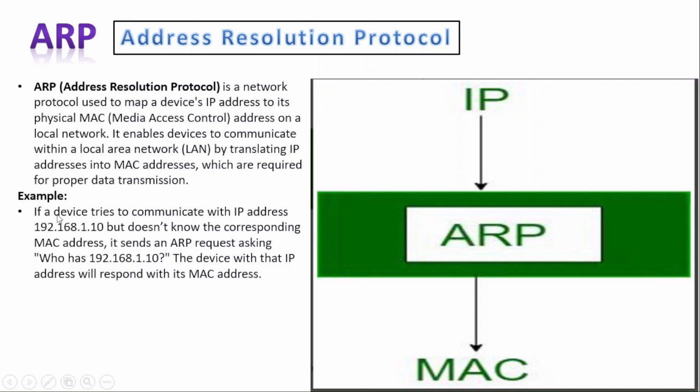For example, if a device tries to communicate with IP address 192.168.1.10 but does not know the corresponding MAC address, it sends an ARP request asking who has 192.168.1.10. The device with that IP address will respond with its MAC address.